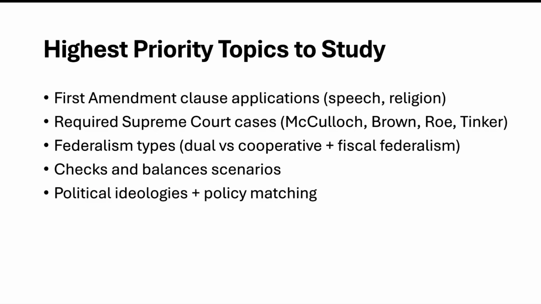So for the AP Gov exam, the highest ROI topics that you can study are as follows: the First Amendment clause applications, your required Supreme Court cases that you need to know for those FRQs, your federalism types, checks and balances, and then political ideologies. Get those down and pay special attention to them while you are reviewing.